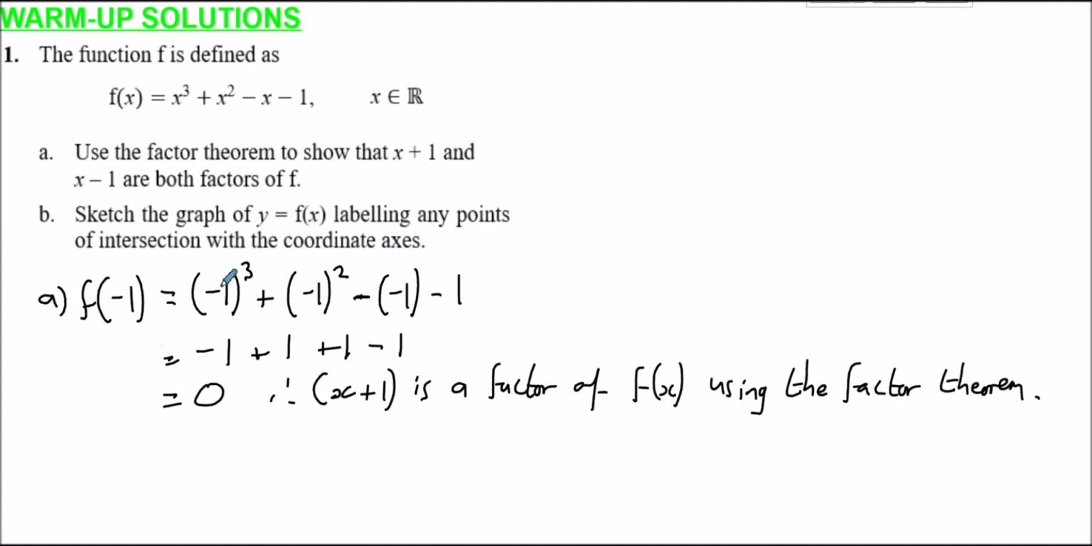So to show that x minus 1 is a factor, we try f of plus 1. It's always a function of the opposite sign to what comes after the x. So that's going to be 1 cubed plus 1 squared minus 1 minus 1. And that does give us obviously 0. That's 1, this is 1. 1 plus 1 is 2, minus 1 is 0.